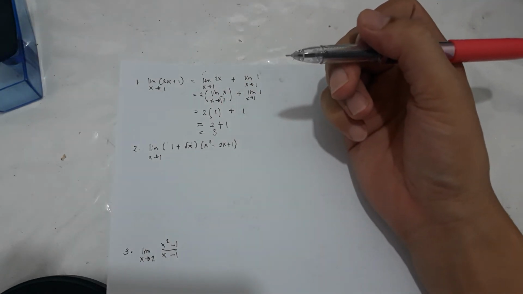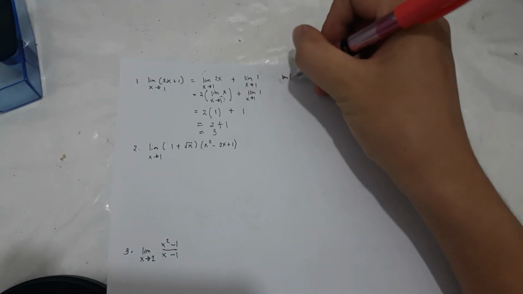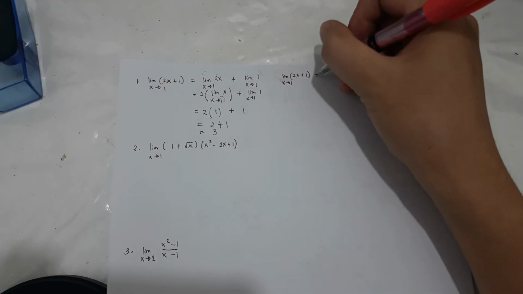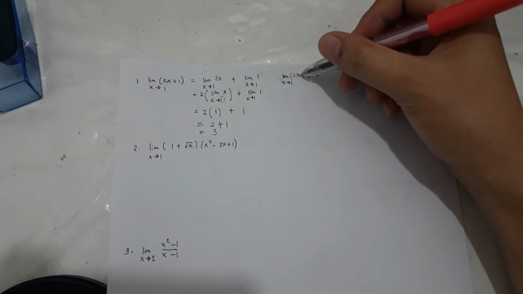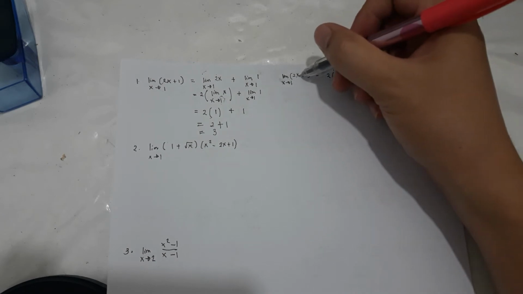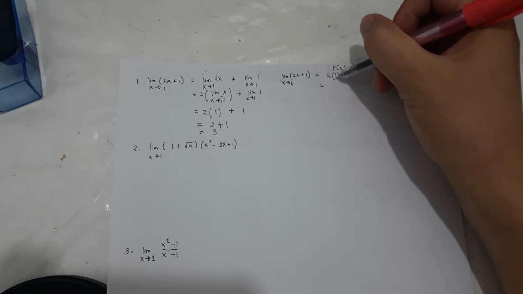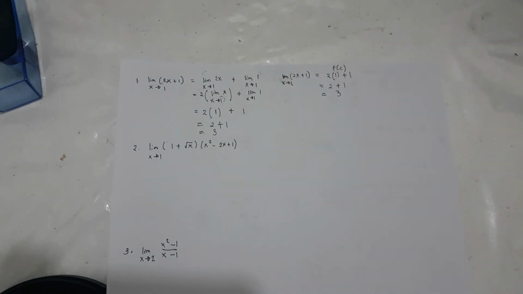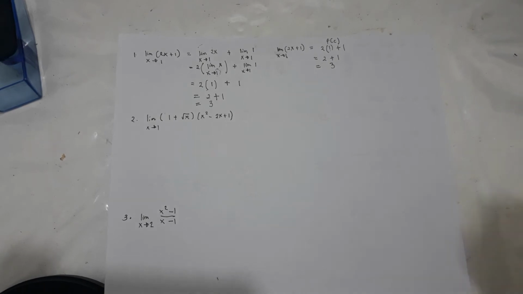So there's also another theorem. The limit of 2x plus 1 as x approaches 1 is equal to f of c. This means this c, substitute it into the variable. So substitute into the variable: x becomes 1, so 2 times 1 plus 1, 2 plus 1, which is equal to 3. So that's the other way of solving it, which makes it easier.